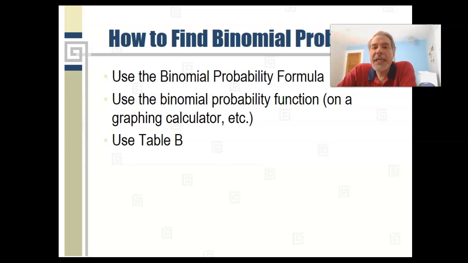Another thing we could do is to use a binomial probability function on something like a graphing calculator. Or Excel has something like this built into it. Or there's websites that you can go to and type in the numbers for N and P and X, and it'll tell you the probability. So I'm going to show you how a few of those things work. And then another possibility would be, there's a table in the back of your book, table B, that you can look up the probability. You go to the part of the table for the numbers you're using for N and P and X, and it will give you the probability.